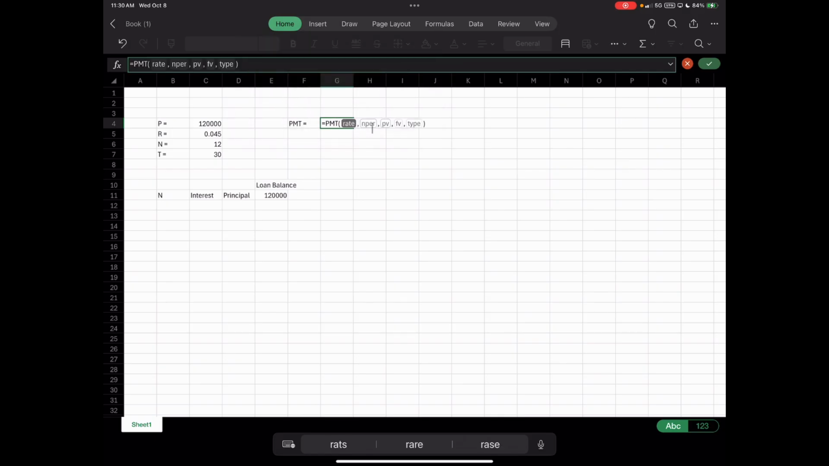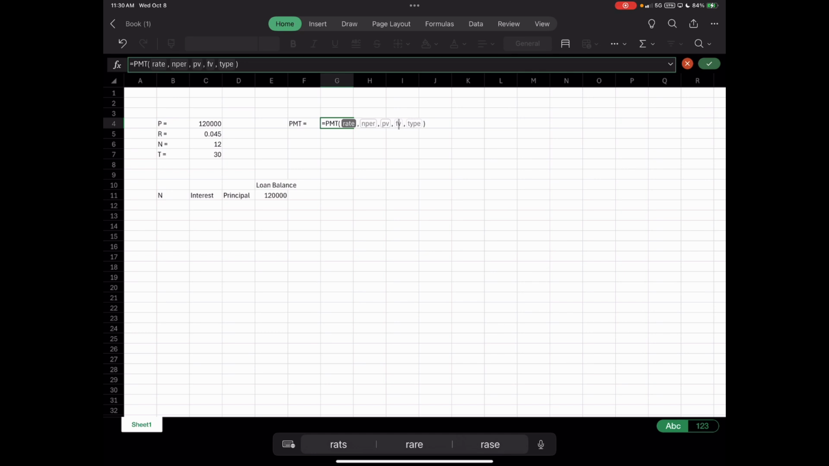Wanted to show, because this will show me my rate, my N per, that's our N, number of periods. Actually, that's our total number of periods. Our PV is our principal value. Our FV would be if we didn't want to pay it all the way down to 0, we could put that in. We're actually not going to include that input because its default is 0, and we want to pay this loan all the way off.